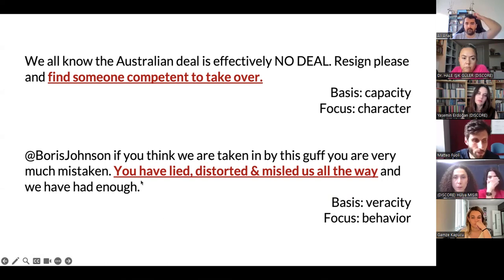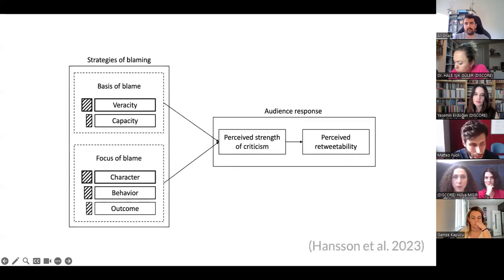The second one: "You've lied, distorted, and misled us all the way, and we have had enough." Here, the basis of blame is the politician's veracity, so they're presented as insincere, and the focus of blaming is their behavior, so the behavior of lying and distorting the truth and misleading. So that's to show you how we went about coding the data. There's a lot more detail in the paper, of course, but let's move on to the experiment, which is what I would like to emphasize here.